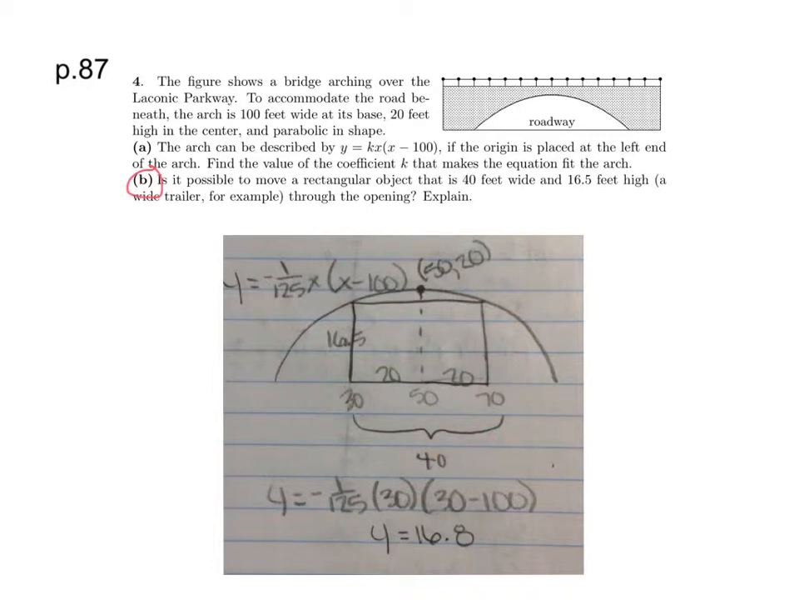So the halfway was 50, so 50 plus 20 was 70, and 50 minus 20 is 30. Since we wanted to figure out if we could fit it in, we just plugged in 30 for x, because that was an x coordinate. So we plugged that in, and we got y equals 16.8, so the trailer could barely fit through.